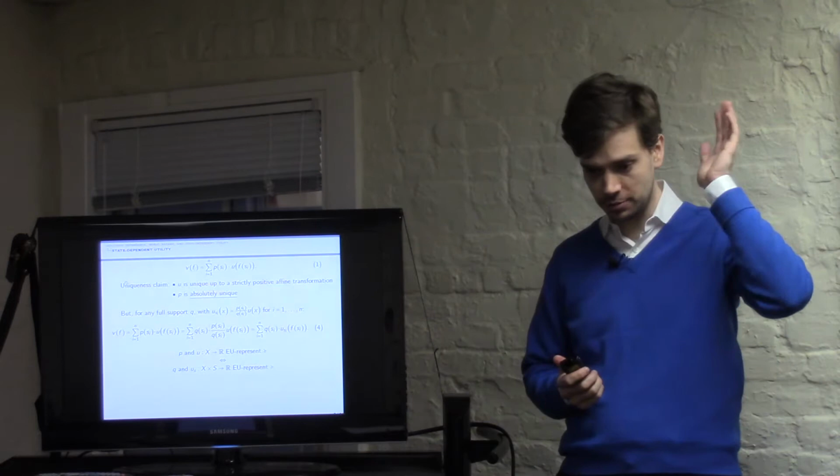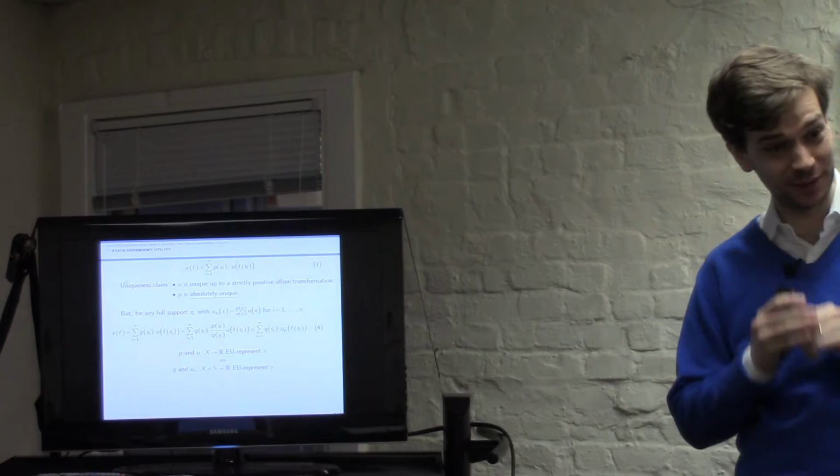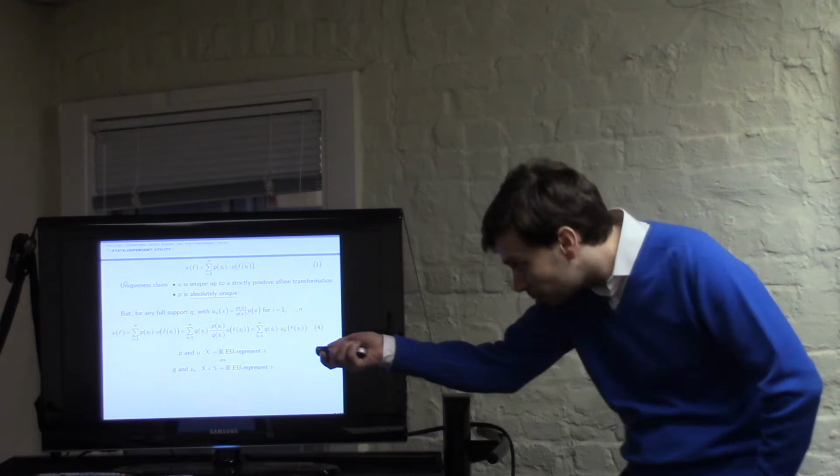Okay? Now, however, observe the following very simple thing. Take any full support probability Q. So again, maybe here I should try to improve this: a full support probability distribution Q over the state space. And state by state, do this stupid multiply and divide operation. Okay?